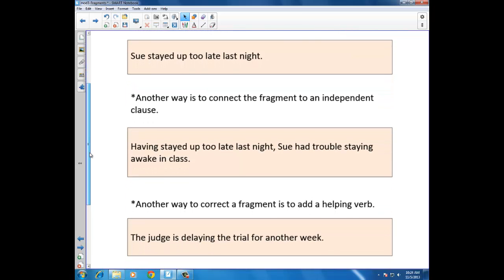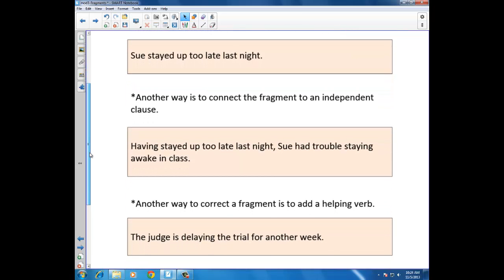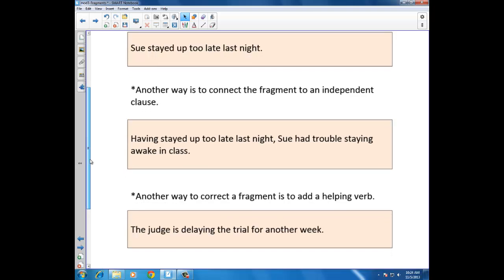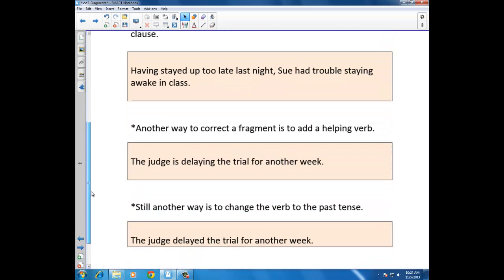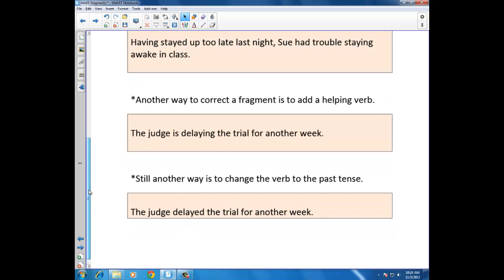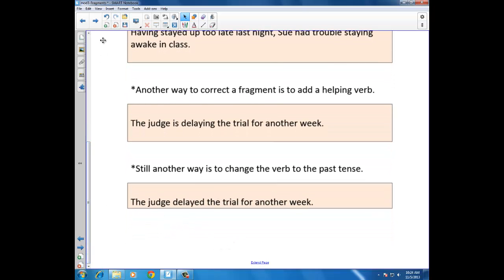Another way to correct a fragment is to add a helping verb. The judge is delaying the trial for another week. Still another way is to change the verb to the past tense. The judge delayed the trial for another week. You're probably wondering now, how do I know which way is the best way to correct a fragment? It depends on who you're writing to and what the context is of your essays or paragraphs.